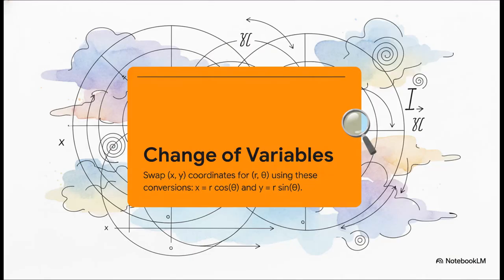Okay, so how do we actually do this? It all starts with two really fundamental relationships. Anywhere you see an x, you're going to swap it out for r cos theta. And anywhere you see a y, that becomes r sine theta. This is pretty much step one for transforming our whole integral.